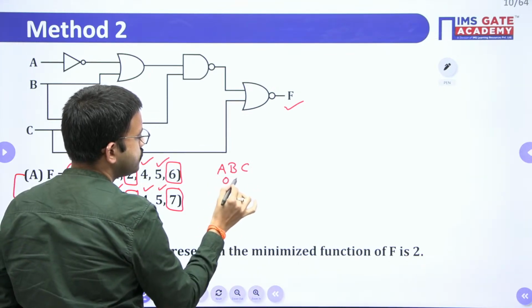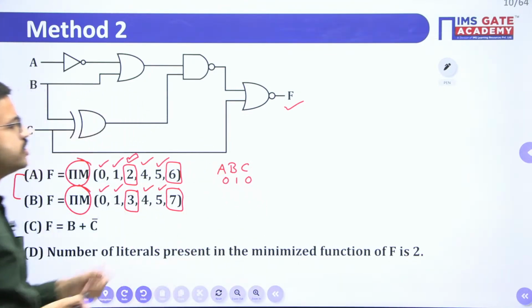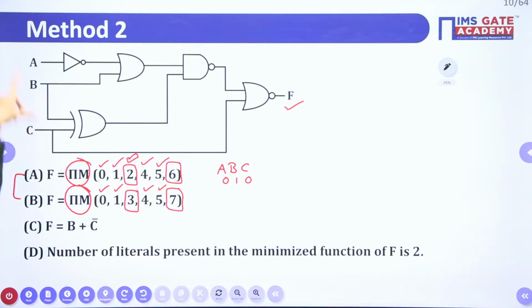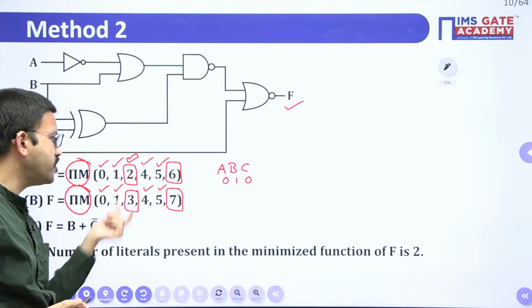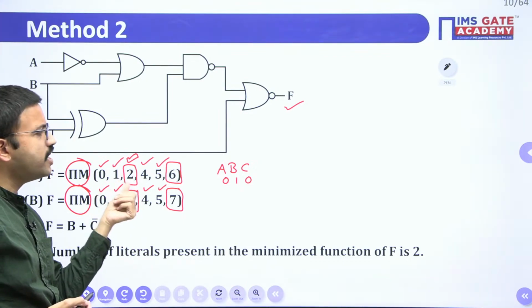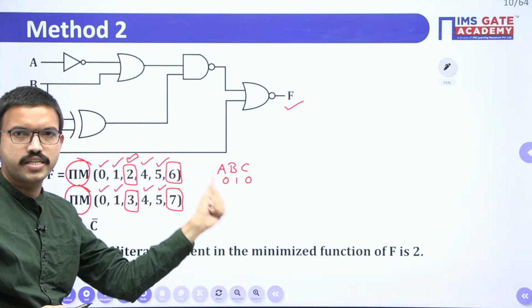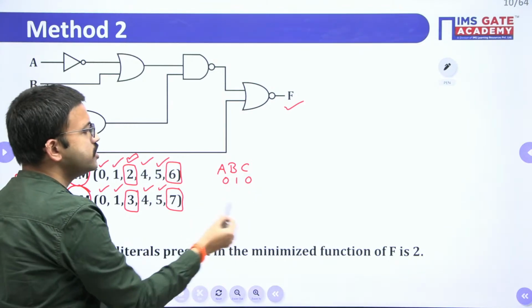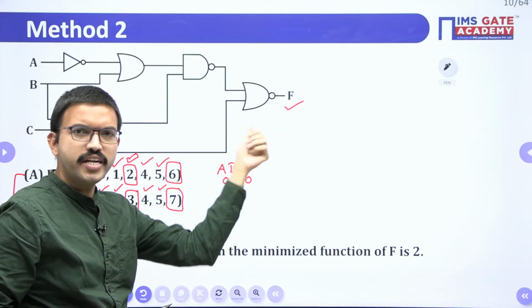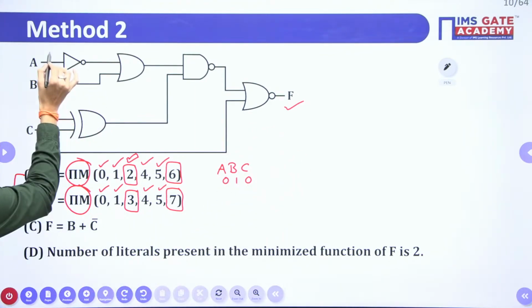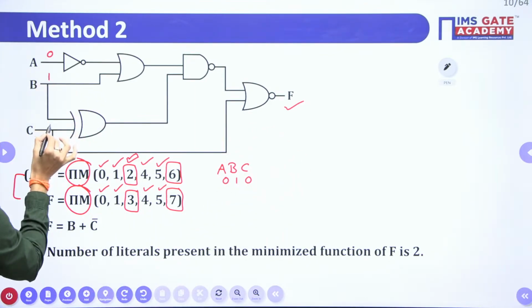2 is nothing but 0, 1, 0, the corresponding input combination, right? Whether you consider min term or max term, whatever decimal number you have, you have to convert it into binary, simple logic. Here 0, 1, 0 is nothing but 2. For this case, what is the output I'm going to get? Let us analyze. I'm giving input as 0, 1, 0.